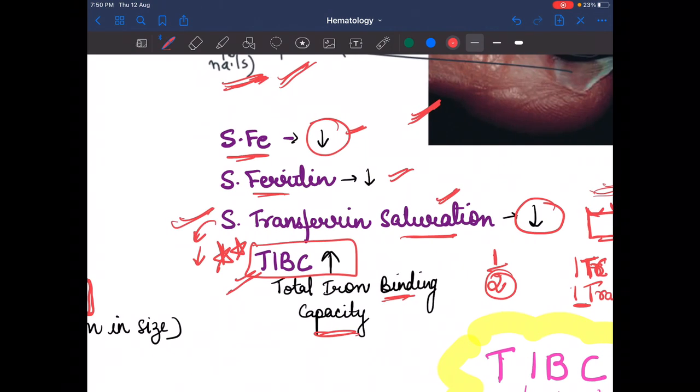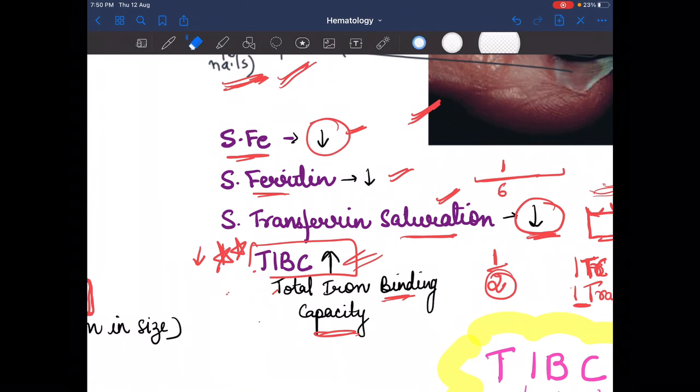Why is saturation reduced? Because one transferrin molecule contains 6 sites, and out of all 6, no site is filled by iron. So the saturation ratio is reduced, and total iron binding capacity is increased. It means there are so many binding sites for iron, but iron is not there. So total iron binding capacity is increased, and serum transferrin saturation is reduced.